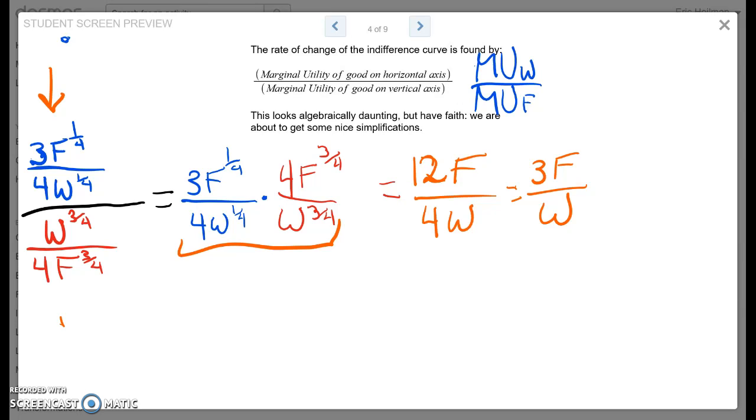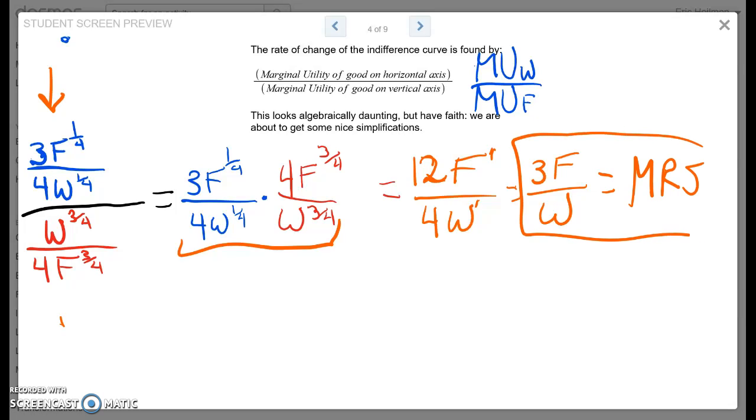And then when you simplify, you need to do 3f to the 1/4 times 4f to the 3/4. 3 times 4 is 12. When you're multiplying the same base, you add the exponents. As it turns out, 1/4 plus 3/4 is 1. So we get 12f to the first. And in the denominator, we get 4w to the first. So all those fractional exponents go away. And so then we get that the marginal rate of substitution is just equal to this nice little expression, 3f over w.